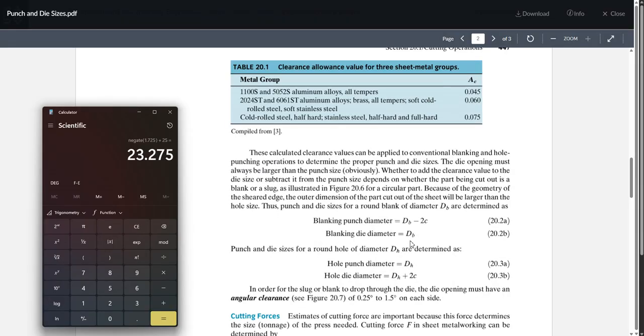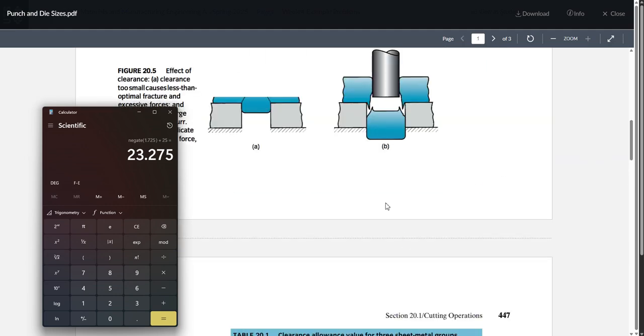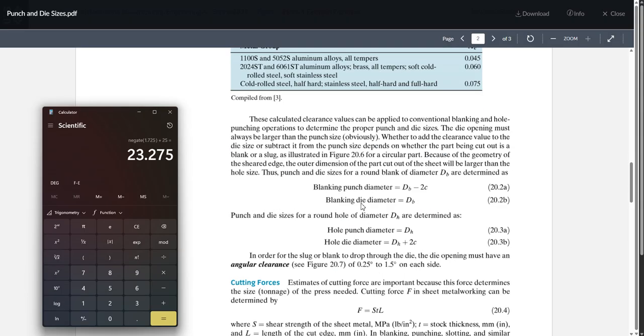The blanking die diameter is going to be equal to the blank diameter. So the diameter here is going to be the same diameter we have for the blank itself. That's for the die. Now for the punch and die sizes for the round hole of diameter DH, the hole punch diameter is going to be DH, and the hole die diameter is going to be DH plus 2C. So you can see in the blanking, we need to have the exact diameter of the blank, and in the punching, we need to have the exact diameter of the hole. So that's how it works between blanking and hole punching.